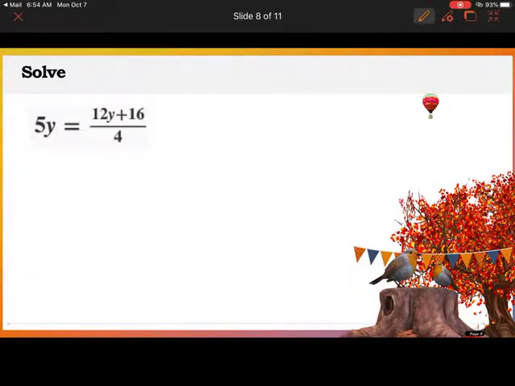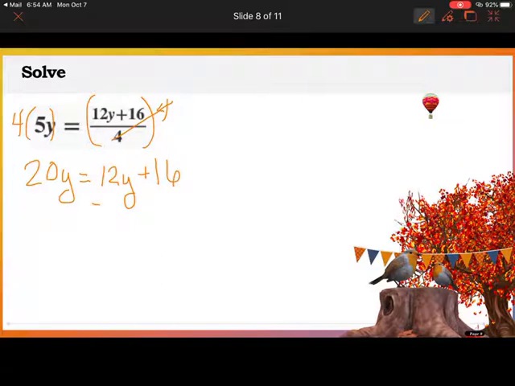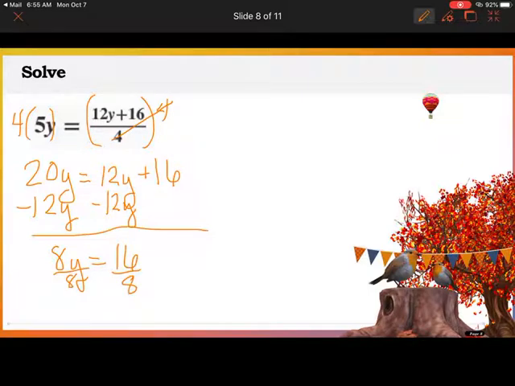So we kind of looked at these the other day. The difference is we have a variable on the left side, but remember the top is like parentheses, so I have to get rid of the 4 first, and I do that by opposite operation, which is multiplying. Bring everything else down. Move my variable. And then I have 8y equals 16. Divide by 8, divide by 8, and y equals 2.